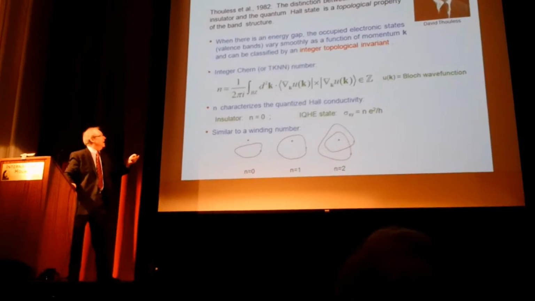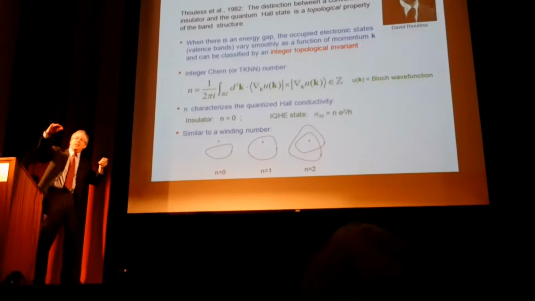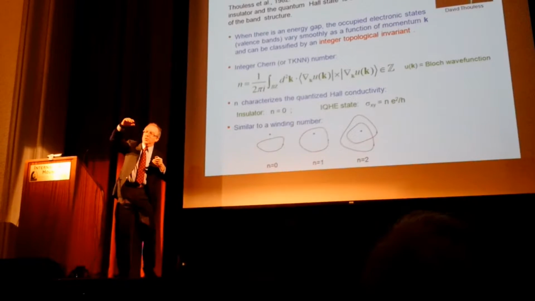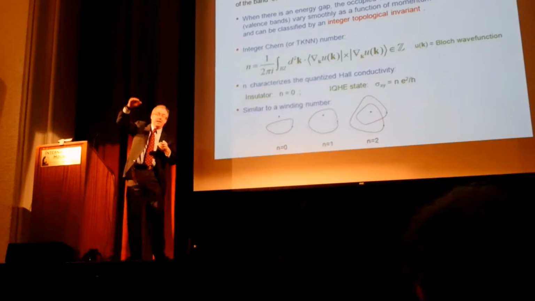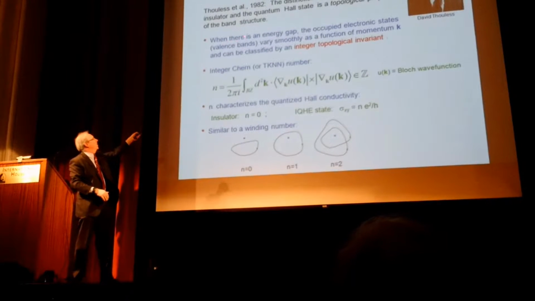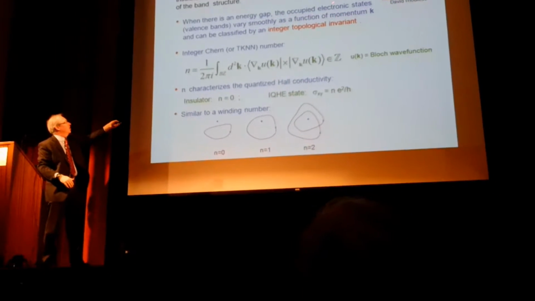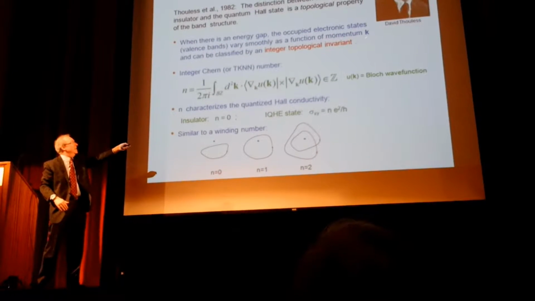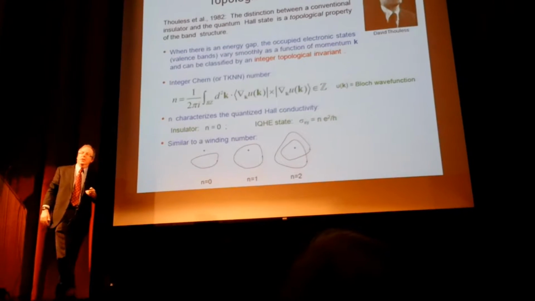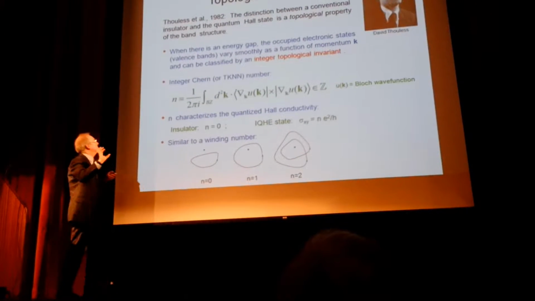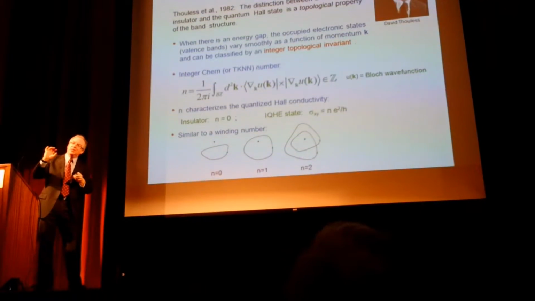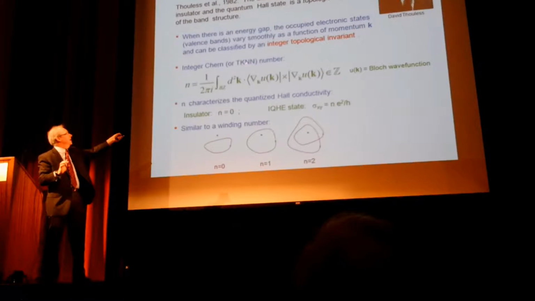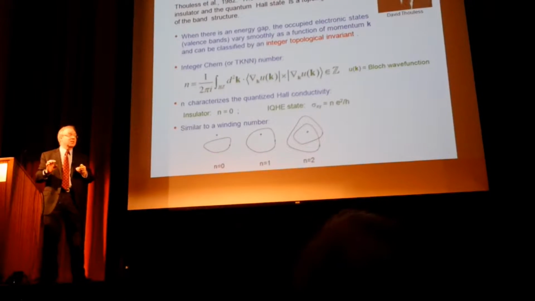And so here's the thing: when you have an energy gap, I can think of this set of occupied states that the electrons are living in, which is separated by a gap from the unoccupied states, as sort of a continuous function of momentum, and that function can be classified by what is called an integer topological invariant. And this integer topological invariant, in mathematics, has a name: it's called a Chern number. In physics we often refer to it as the TKNN invariant after Thouless and his collaborators.